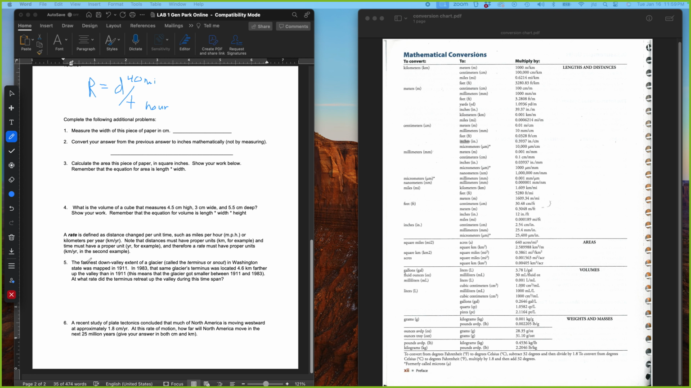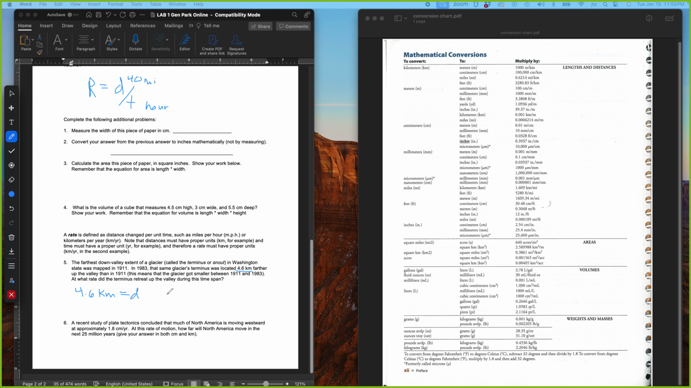In order to figure out the rate, we need to figure out the distance, and we need to figure out the time. They actually give us the distance, which is nice. They give us the distance of 4.6, so I'm going to put in 4.6 kilometers for our distance, equals D. Now we need to figure out the time.